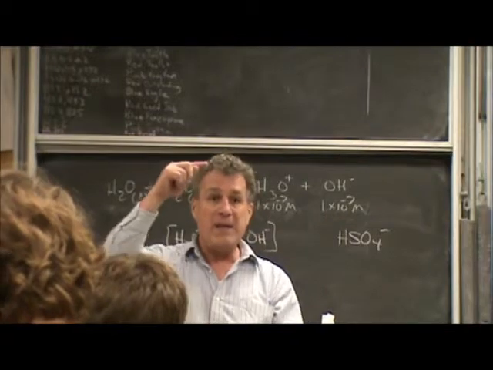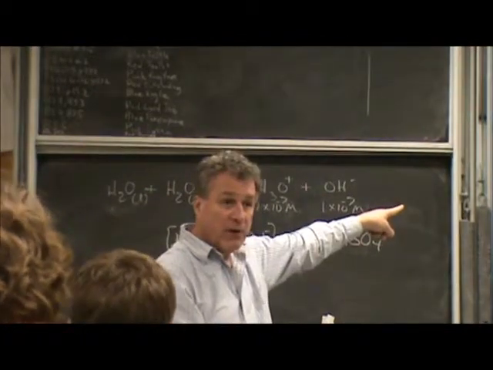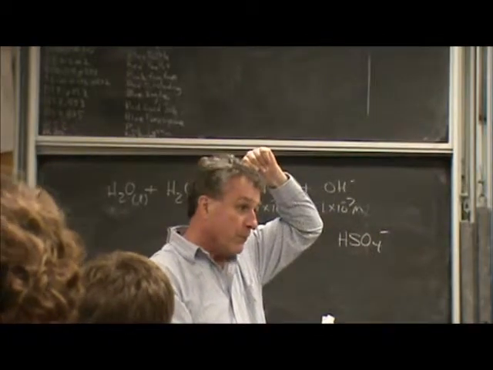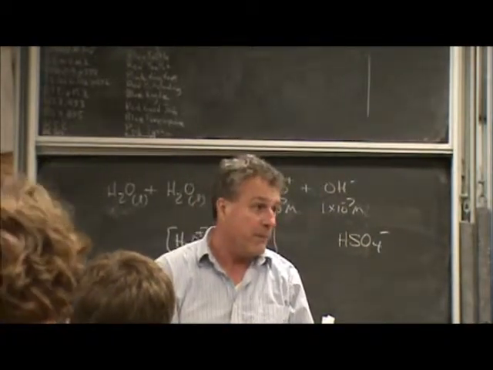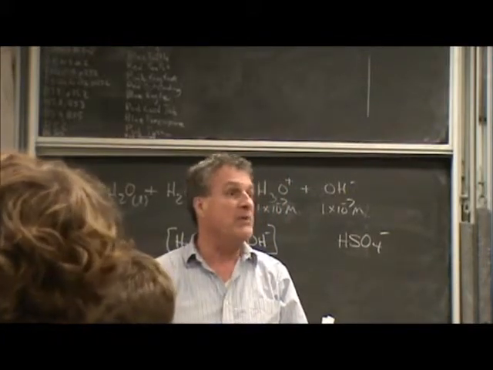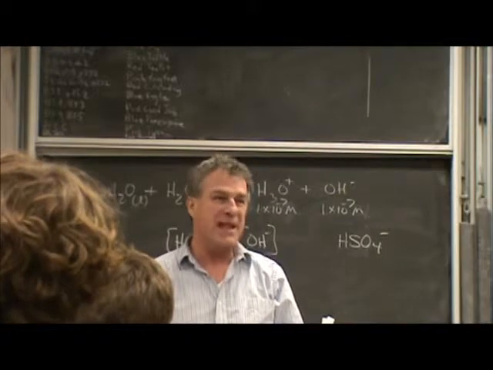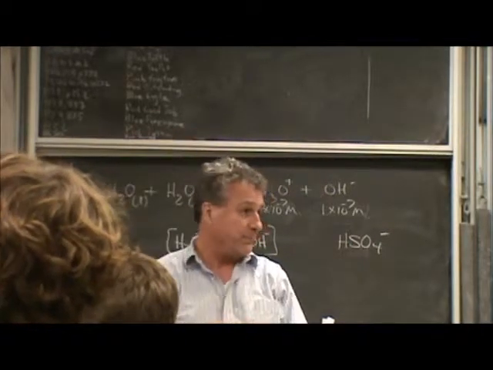So the reason why the pH scale is turned upside down is because of the negative sign in front of the logarithm. As numbers get bigger, their logarithms get bigger, right? You put the negative sign in front, and as numbers get bigger, their negative logarithms get smaller. That's why the pH scale is upside down.